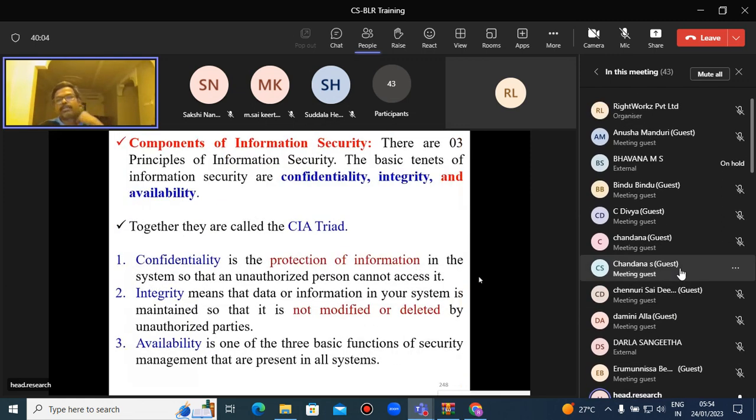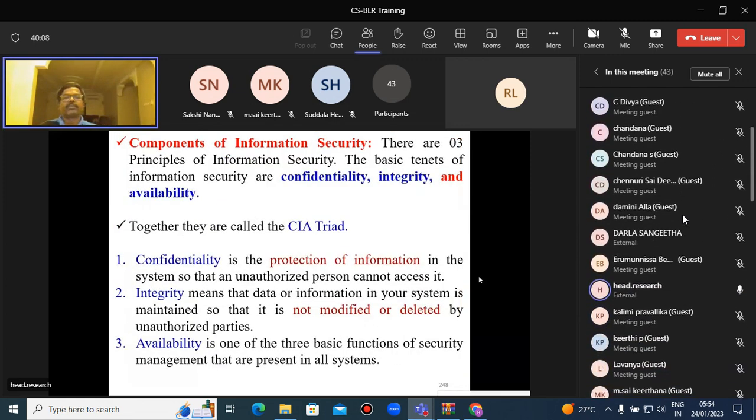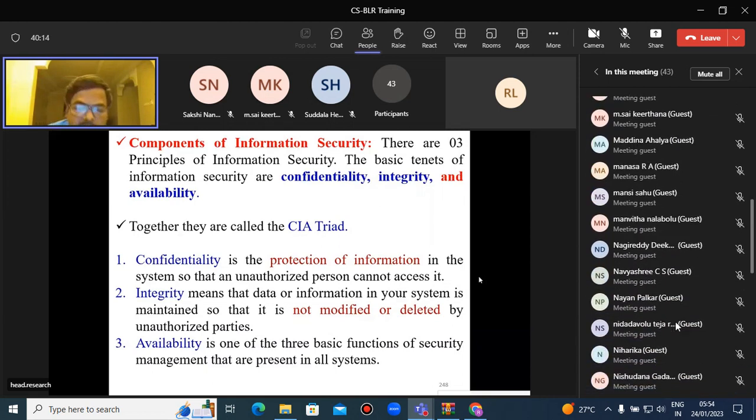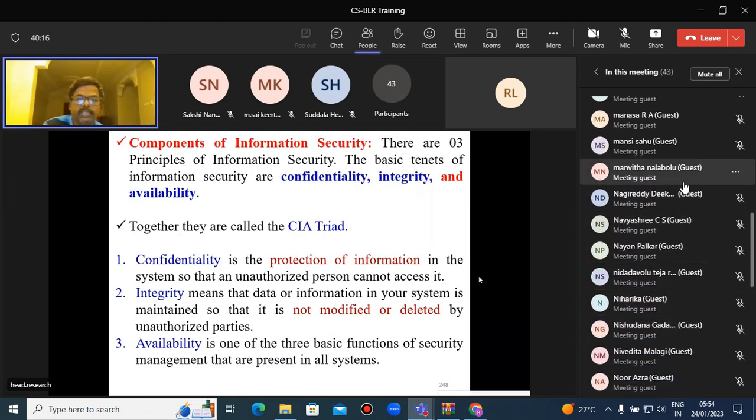Information security spans so many research areas like cryptography, mobile computing, cyber forensics, online social media, etc. So what are the components of information security? There are three principles of information security. The basic tenets of information security are confidentiality, integrity, and availability. Together they are called the CIA triad.